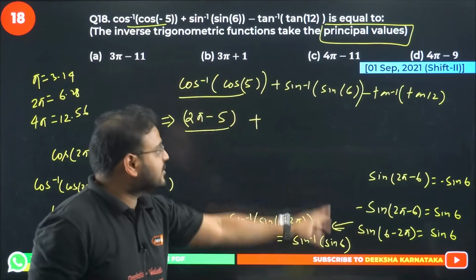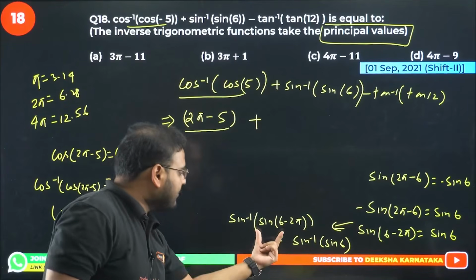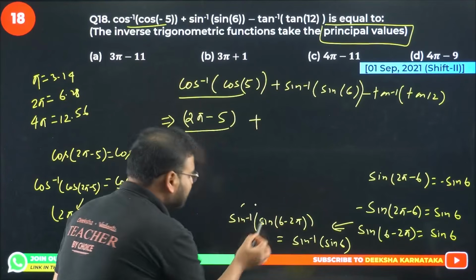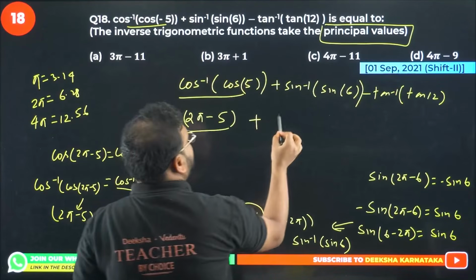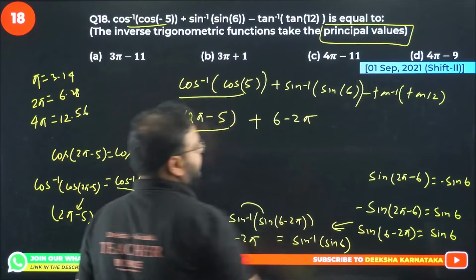Sine inverse of sine 6 is written over here, right? And what is happening on this side? If you operate sine inverse of sine, they will cancel each other. The answer will become 6 minus 2 pi. So right here, 6 minus 2 pi.